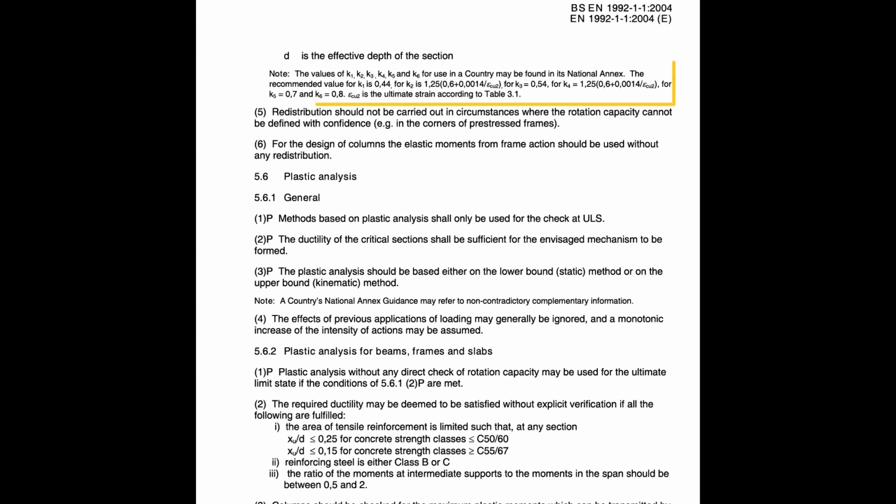The delta values can be calculated differently depending on the fck value using the following equations. These k values are provided by the National Annex, but they can also be calculated manually, or the recommended values provided by the Eurocode can be used.